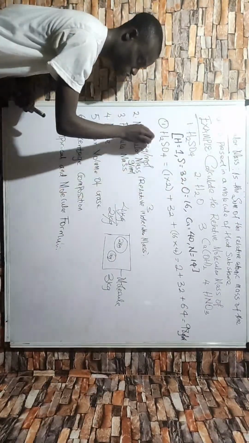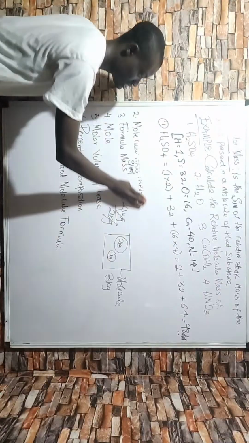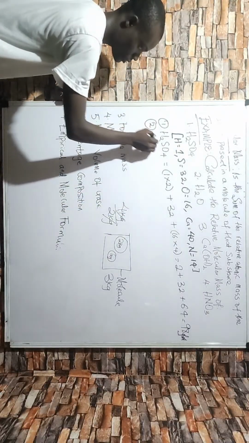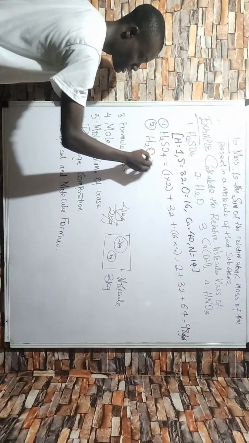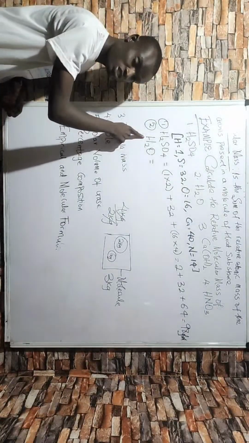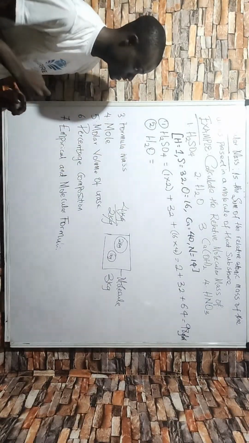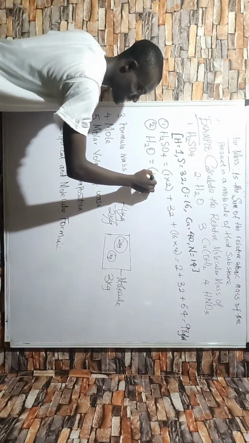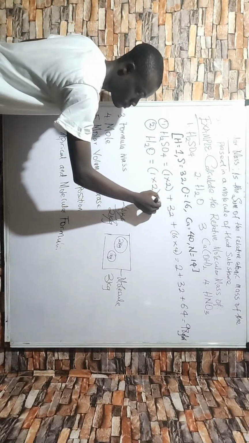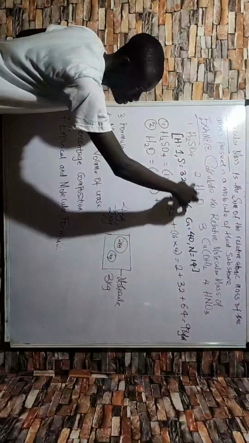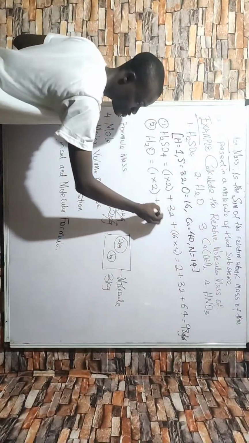Let's look at the next one, which is water. We are going to calculate the molecular mass for water. So for number 2, we have water. Water is H2O. If you look at it closely, we have 2 atoms of hydrogen and then 1 atom of oxygen. So for the 2 atoms of hydrogen, it's going to be 1 times 2, plus for oxygen we have 1 atom, so we are simply going to write 16.